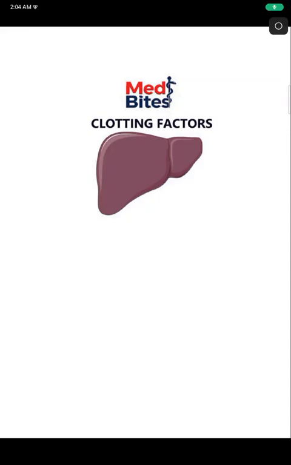We're going to go over a drug and a couple of conditions. And yeah, let's get to it. All right, so before we start, let's quickly go over the coagulation cascade.